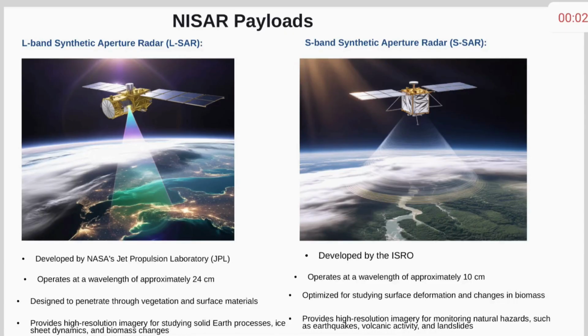L-band synthetic aperture radar, developed by NASA Jet Propulsion Laboratory, operates at a wavelength of approximately 25 centimeters. Designed to penetrate through vegetation and surface material.